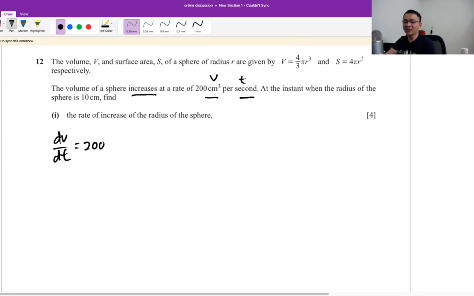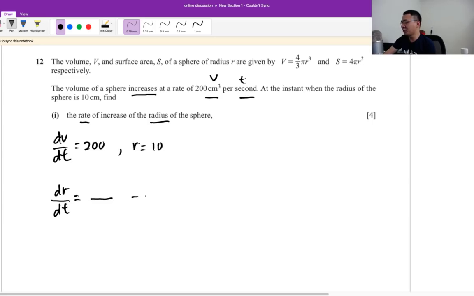If I see the word decrease, then I will write negative. Alright, so at this instant, when the radius of the sphere is 10, the question tells you at this instant r equals 10. The question asks you to find the rate of increase of the radius. Whenever you see rate, that means dt at the bottom. They ask you to find dr/dt.